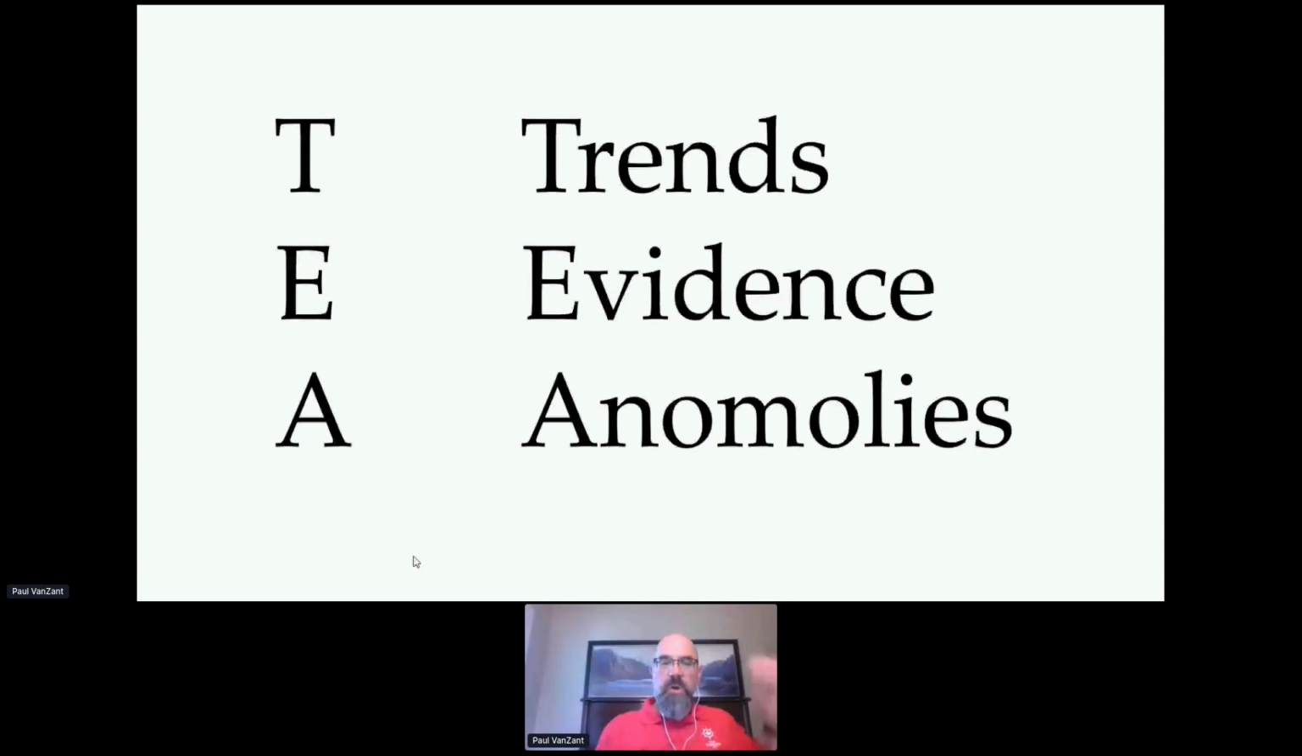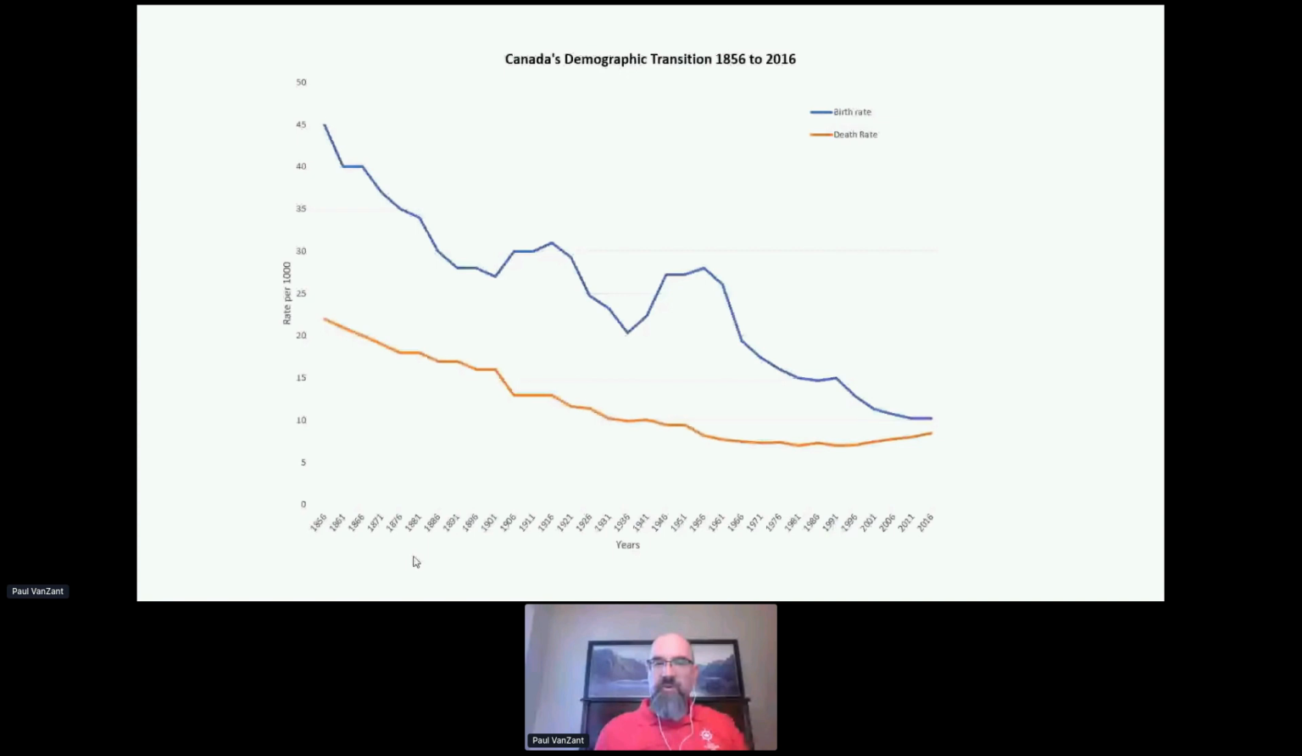So let's take a look at this first graph, which is one that the students can develop on Canada's demographic transition. We're basically graphing birth rates and death rates starting in 1856 and right through to 2016. And the majority of this data came directly from census data here.